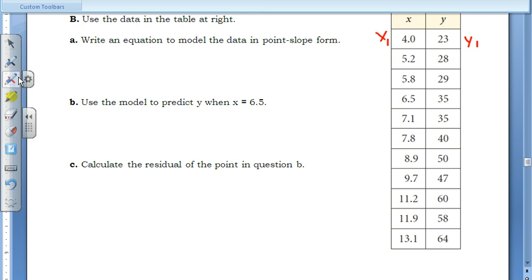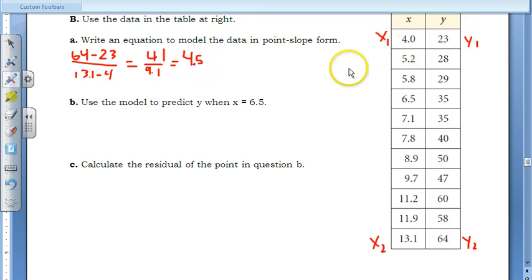x1, y1, x2, y2. I need to subtract and subtract to get my slope. 64 minus 23, 13.1 minus 4. And that is 4.5. So I have my slope, and then using x1 and y1 I can write my linear equation.